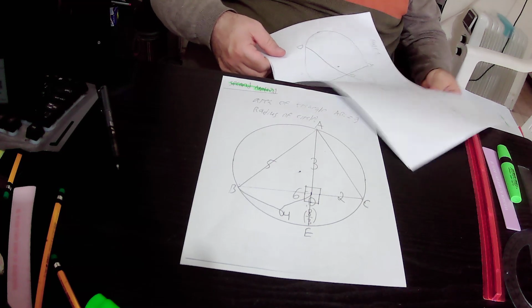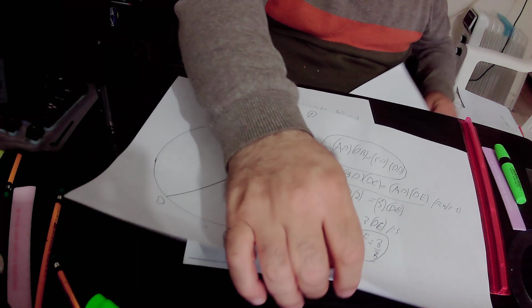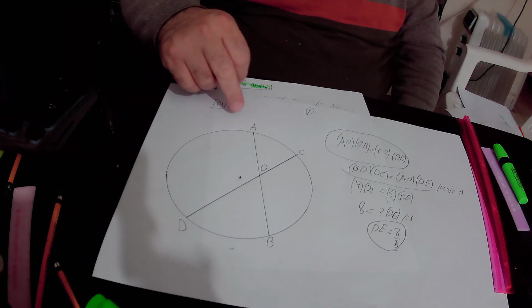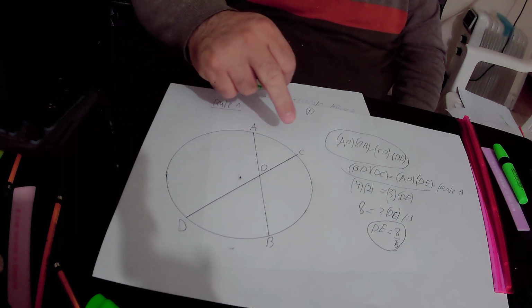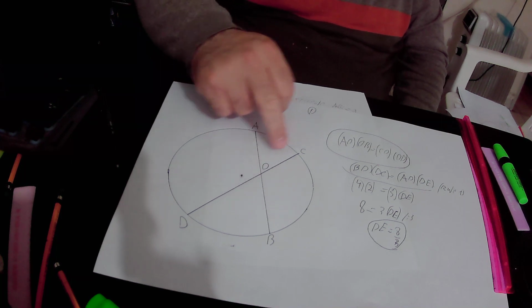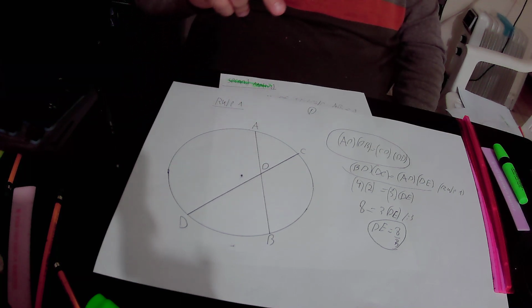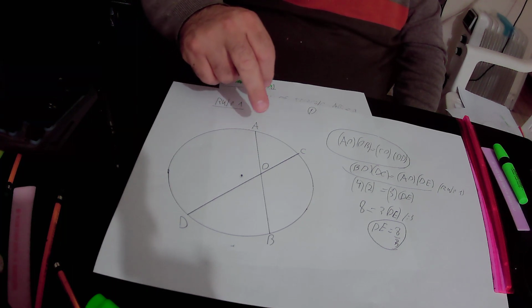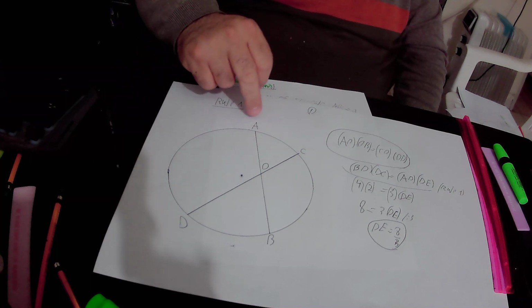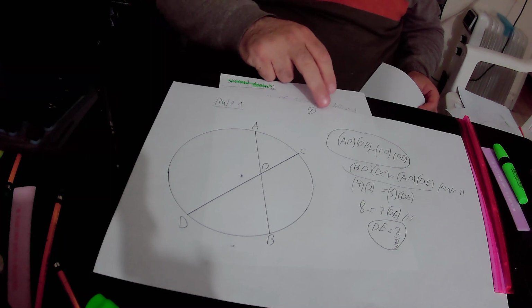Then I presented to you rule number 1. According to rule number 1, we have this circle, if chord AB intersects with chord CD at point O, then AO times OB equals CO times OD. The intersection point is point O, it must be inside the circle. Okay?